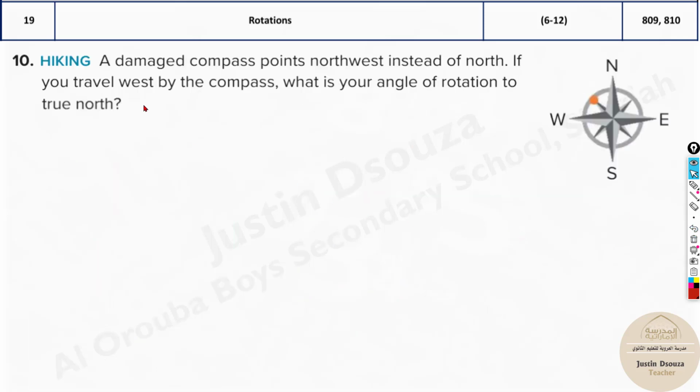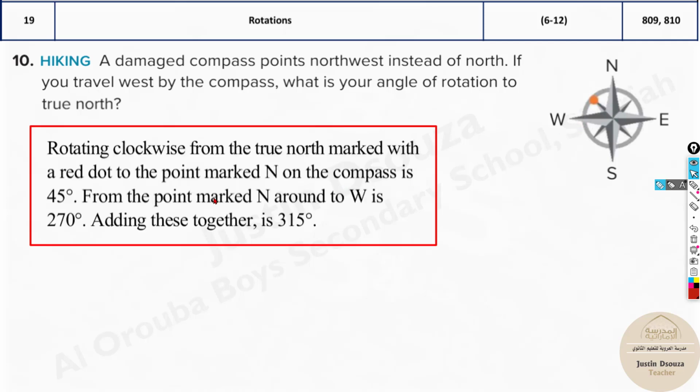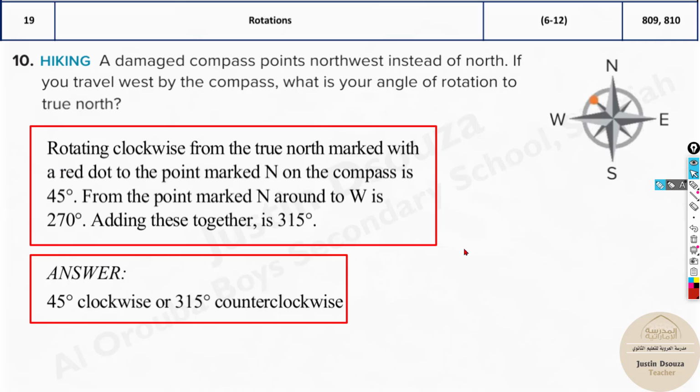And here they have told a damaged compass points northwest instead of north. If you travel west by the compass, what is your angle of rotation to the true north? Angle of rotation, it's 40. Let's just look at the answer and understand. So it's 45 degrees. So rotating clockwise.